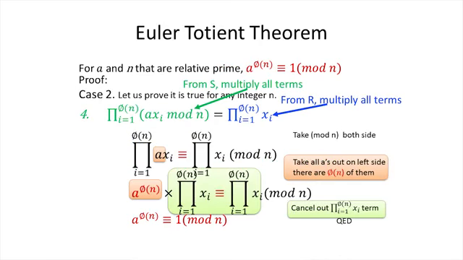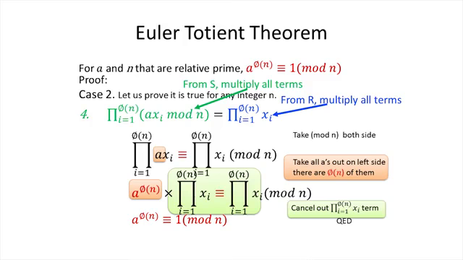Here we show step 4 of the Euler-Totient theorem. Since S and R contain the same numbers, what we can do is multiply all the terms in S. That should be equal to the multiplication result of all the terms in R. And you can see the first equation here. And then we take modulo n on both sides of the equation. We now have the equal sign becoming the congruent modular operator.